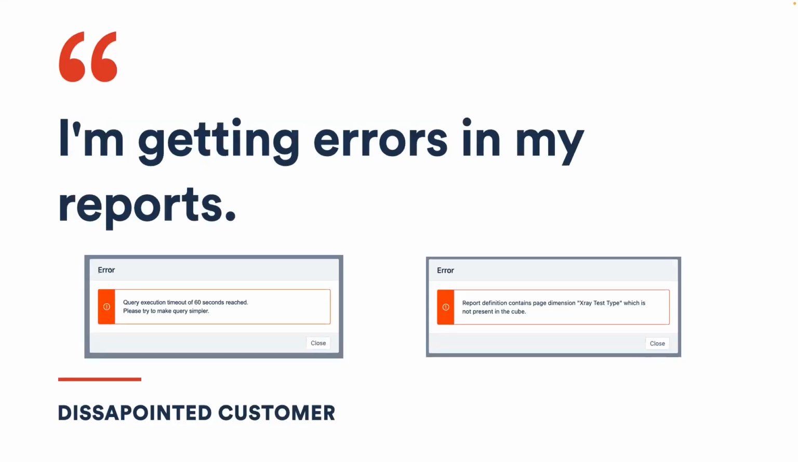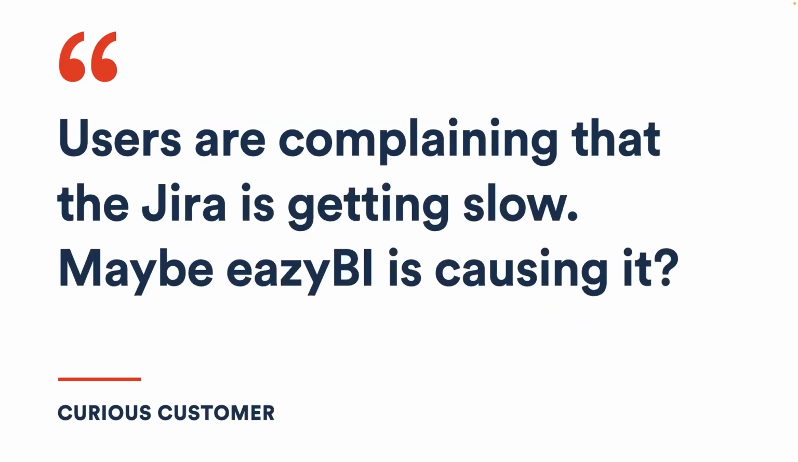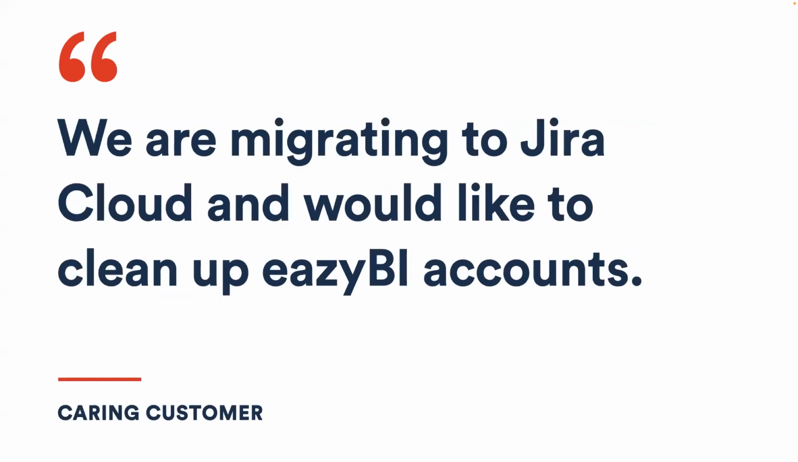I'm getting errors in my reports, like timeout errors or different errors. How do we know? We just received an email with one attachment. How can we see which report it was, whether it was just once or regular errors? Or there is a question that Jira is getting slow, so maybe eazyBI reports are impacting it. Or the last one: we are migrating to Jira Cloud or to another Jira instance and would like to clean up eazyBI so that we get rid of stuff.